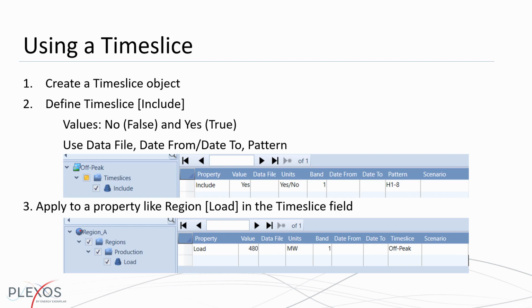Once we have created the time slice and defined the repeating time pattern, we move on to step 3. In step 3, we apply the time slice to a property using the time slice field. In this example, we see region load property is set to 480 megawatts for the time period defined by off-peak. So in summary, to use a time slice, we have to create a time slice object, define the time slice include property, and apply the time slice to the property of choice.